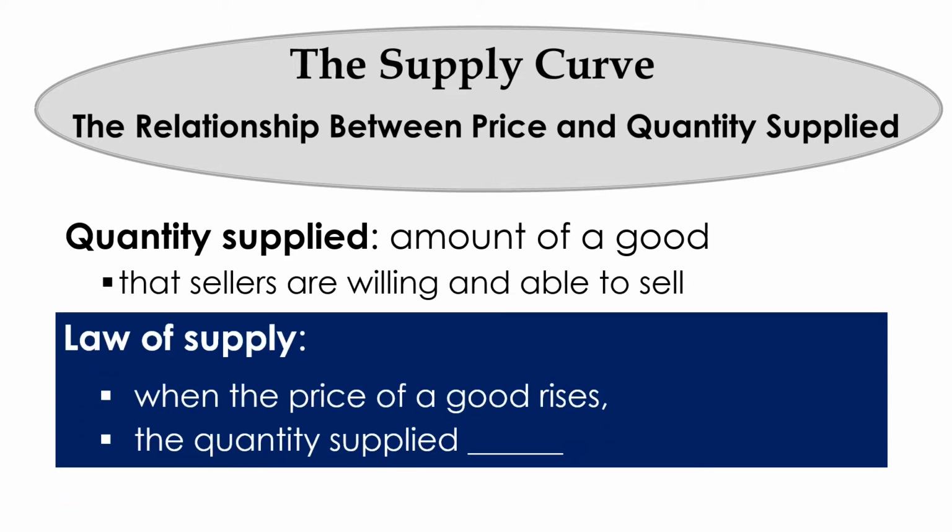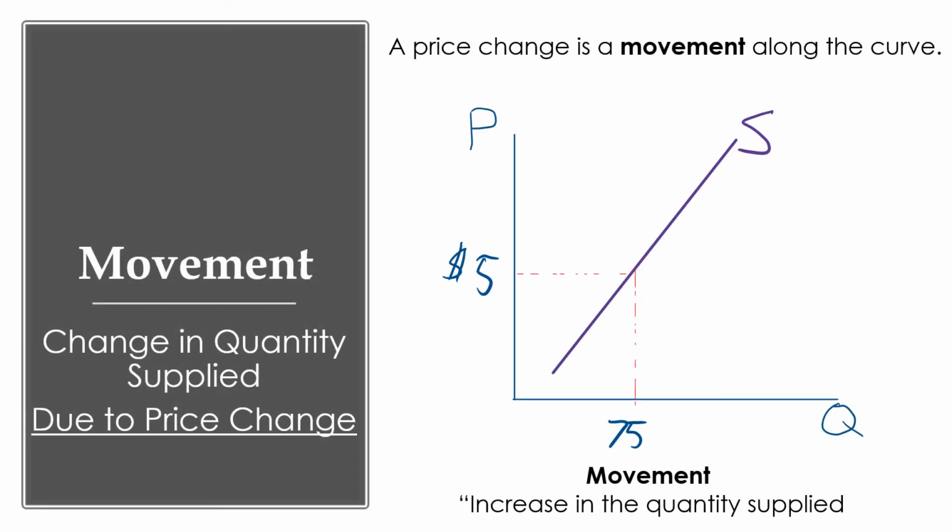So the law of supply says when the price of a good rises, the quantity supplied rises as well. So that is why the supply curve is upward sloping. As the price increases, so does the quantity supplied to the market. The quantity of supply would increase as well.